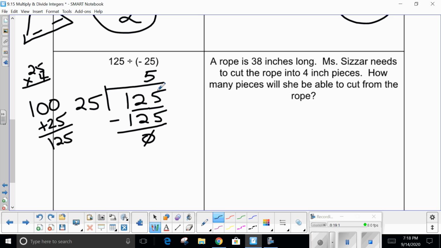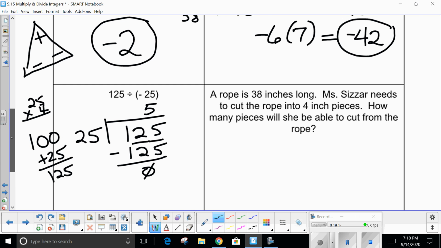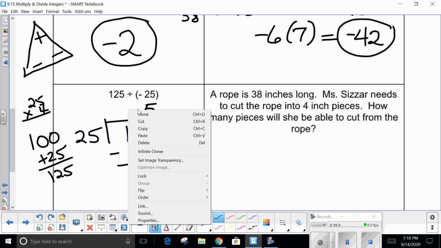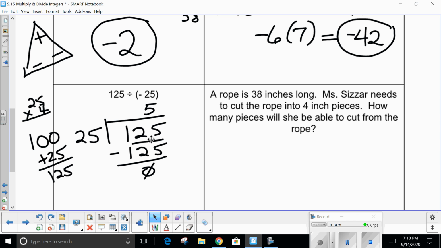But is the answer positive or negative? So we want to go back up to our little diagram, and we have a positive divided by a negative. A positive divided by a negative gives me a negative. So my answer has to be negative 5, and you do a big circle around it to let me know.